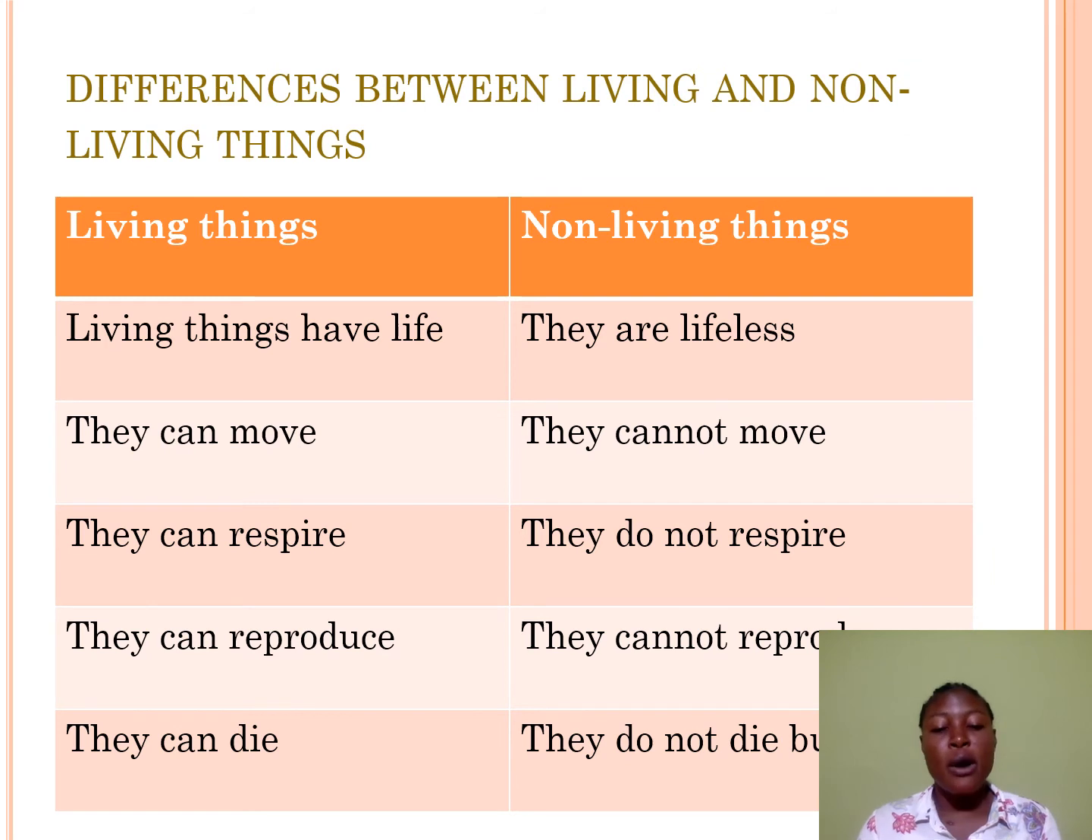Good. Now we carry on to the differences between living and non-living things. So we have living things and we also have non-living things. One, living things have life in them. Non-living things are lifeless. Two, living things can move. Non-living things cannot move.